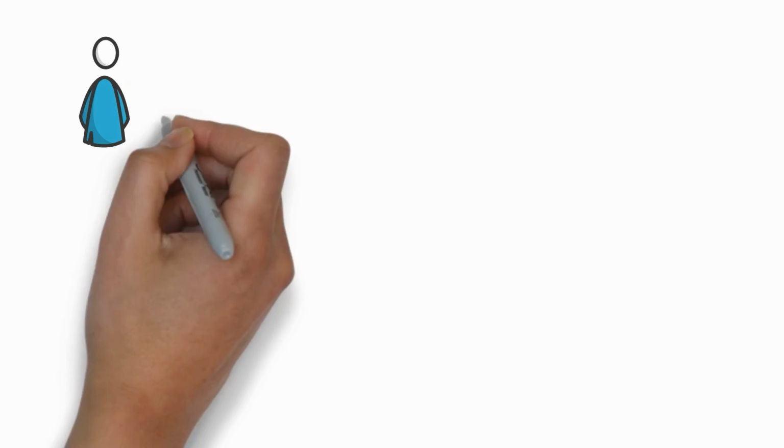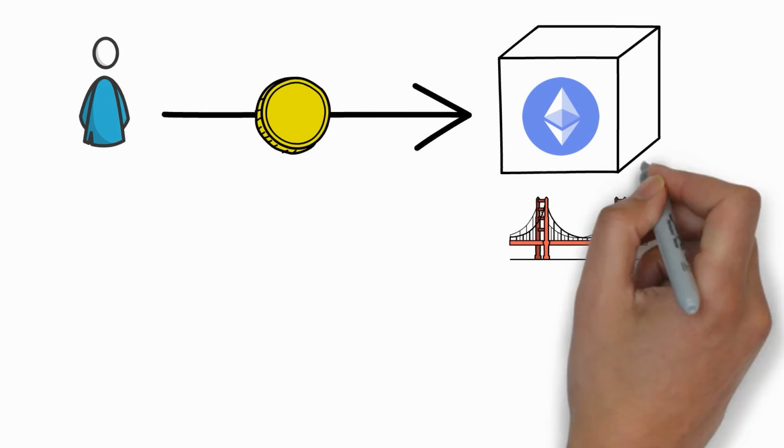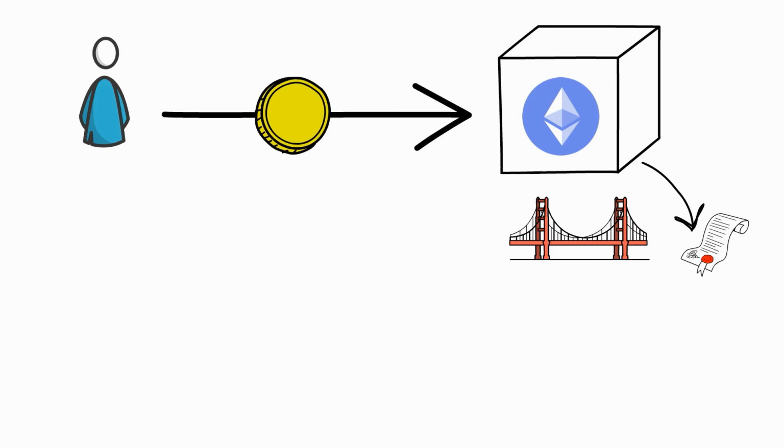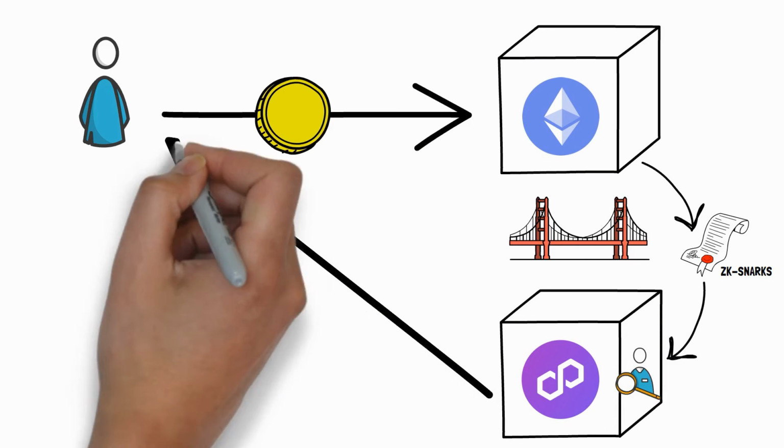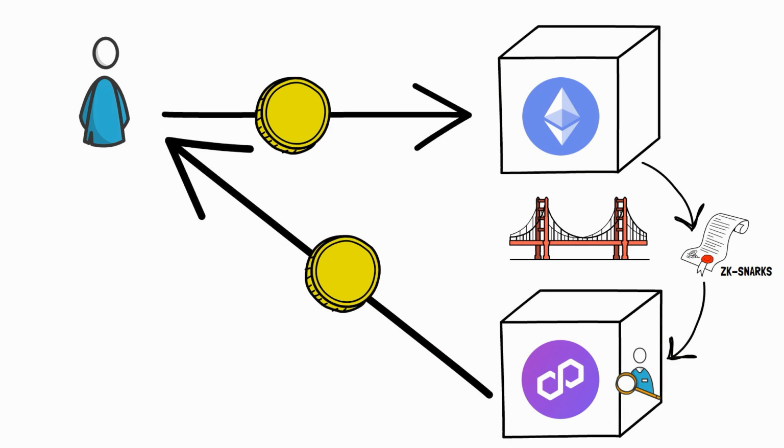First, a user locks his token on the blockchain. Then the bridge generates a zero-knowledge proof. This proof cryptographically attests to the truthfulness of the transaction without revealing the specifics of the transaction itself. For instance, a specific type of zero-knowledge proof called ZK-SNARKs can be used for this purpose. The second blockchain receives the zero-knowledge proof and verifies it. This verification ensures that the transaction on the first blockchain is valid. Once the proof is verified, the second blockchain will finalize the transfer.